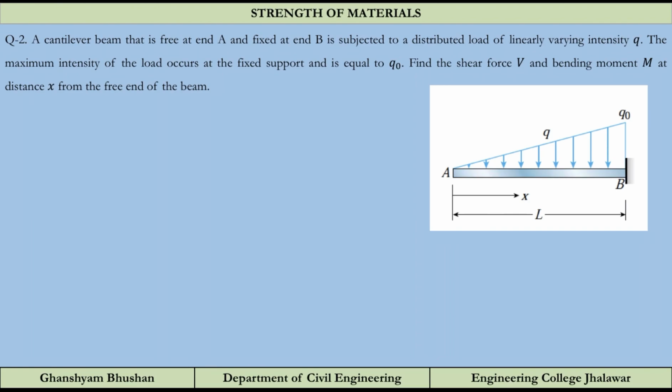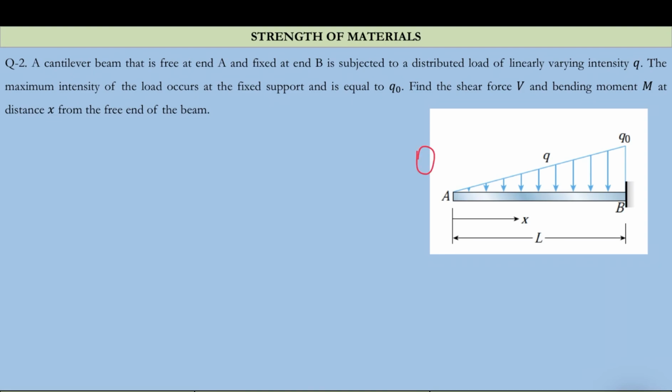A cantilever beam that is free at end A, and at end B it is subjected to a load. Again you can check how many unknowns there are. Here it is 0, here it is 3: moment, horizontal force, and vertical force. At the free end there is none, so the maximum unknowns for the given structure will be 3, because in your syllabus only determinate structures are there.